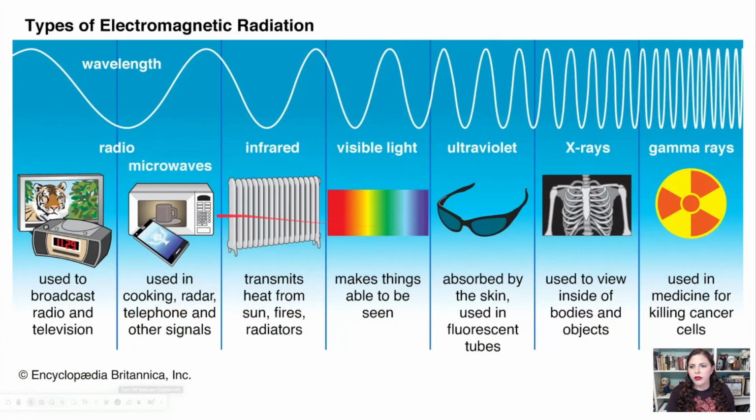Here's another view of it. I have really long wavelengths over here, and then I have shorter and shorter wavelengths over here. And so I have radio and microwaves with very long wavelengths, and then as I get more towards the right hand side over here, I'm going to have shorter wavelengths with visible light, ultraviolet, X-rays, and gamma rays. Okay, so that's a bunch of examples of different transverse waves.